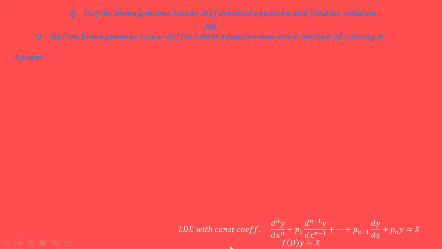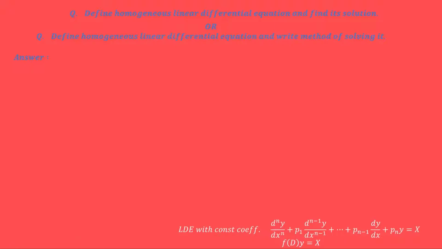Dear students, in the last unit, we have seen linear differential equation with constant coefficients. The equation d raised to n y by dx raised to n plus p1 d raised to n minus 1 y by dx raised to n minus 1 plus ... plus pn minus 1 dy by dx plus pn y is equal to capital X, where p1, p2, p3, pn minus 1, pn are constants and capital X is a function of small x. This equation can be written as f of D into y is equal to capital X, and we call this equation a linear differential equation with constant coefficients.